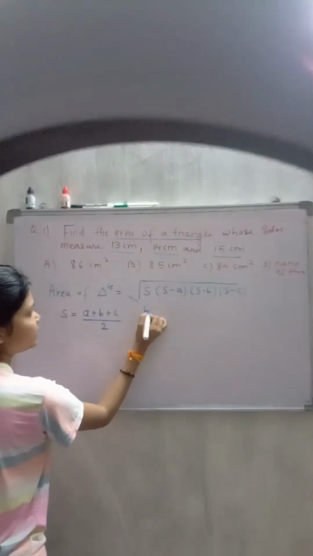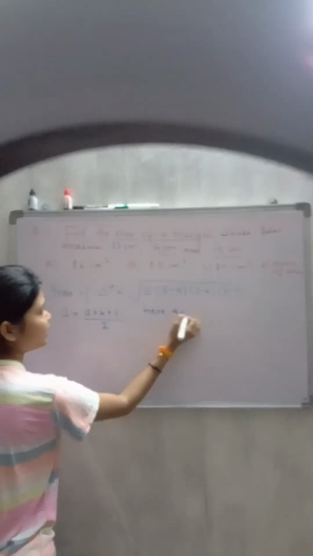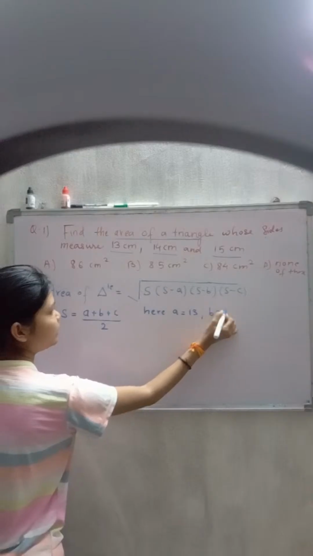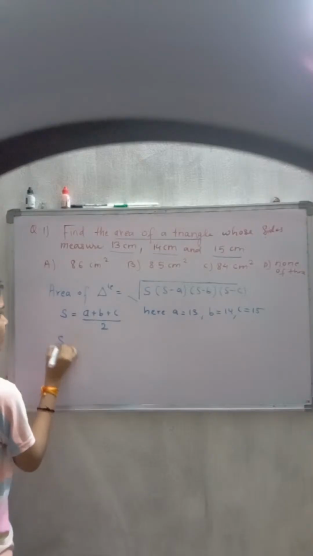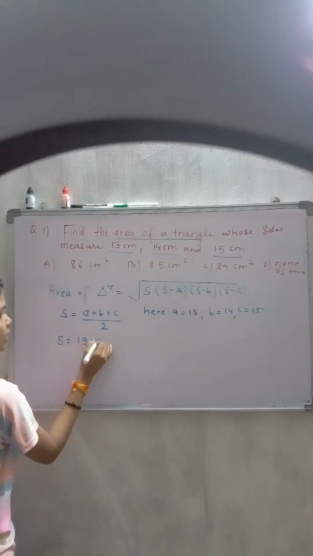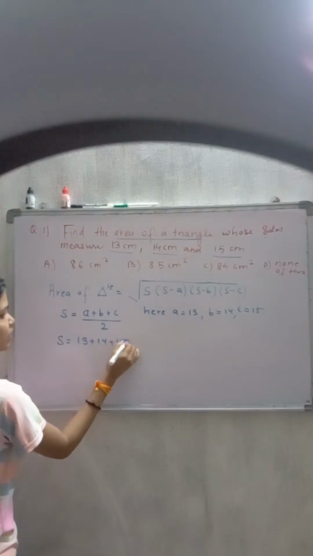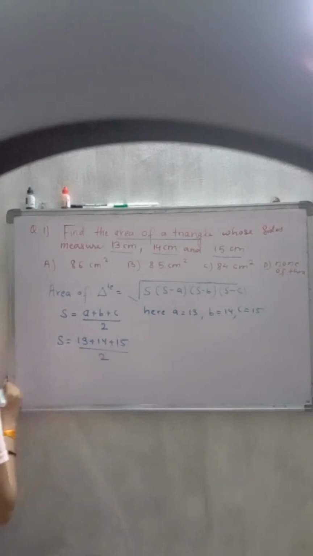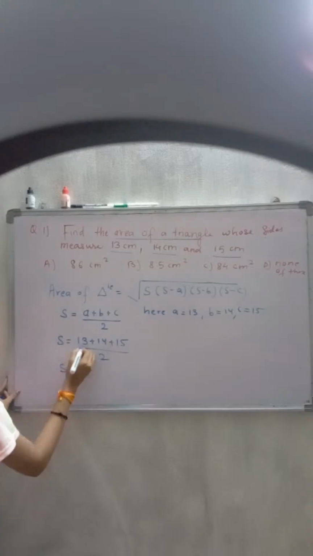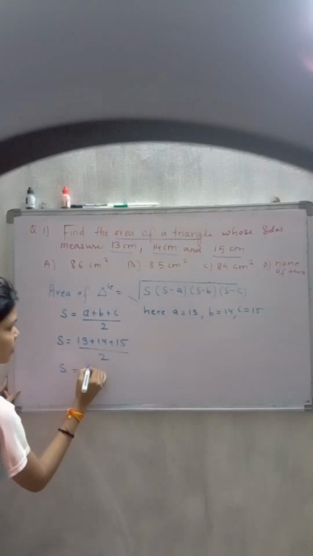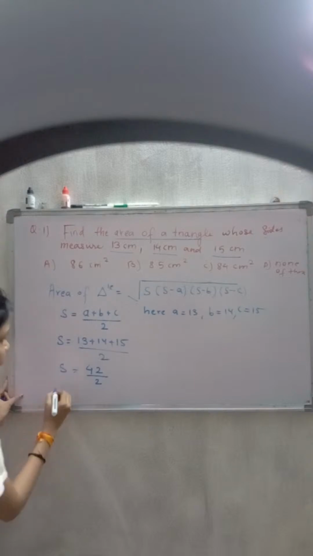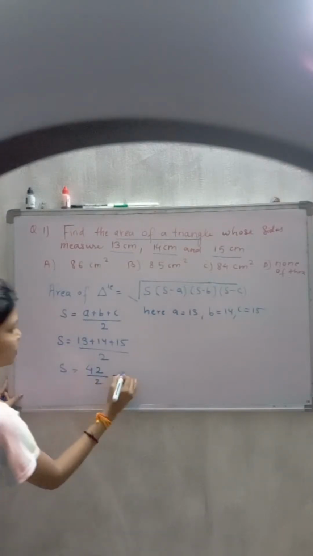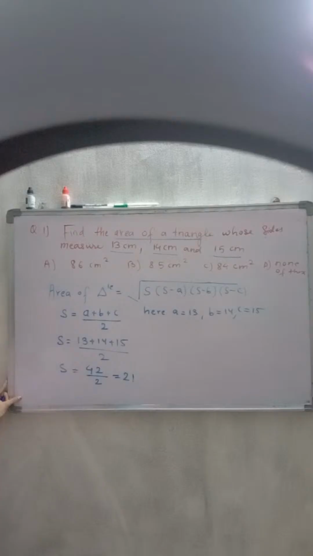Here we get A 13, B 14 and C 15. So semi-perimeter will be 13 plus 14 plus 15 by 2. 13 plus 14 plus 15 is 42, by 2. 42 by 2 is 21, half of 42.